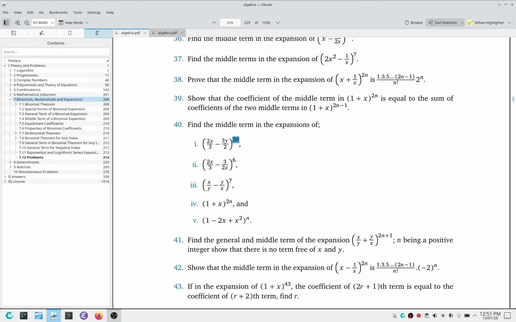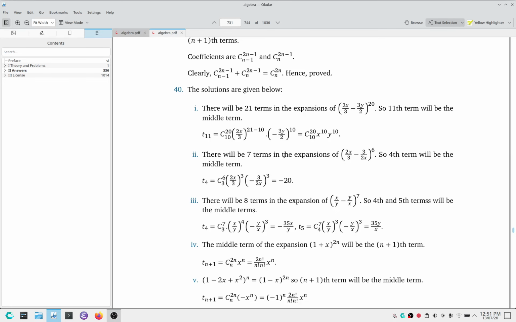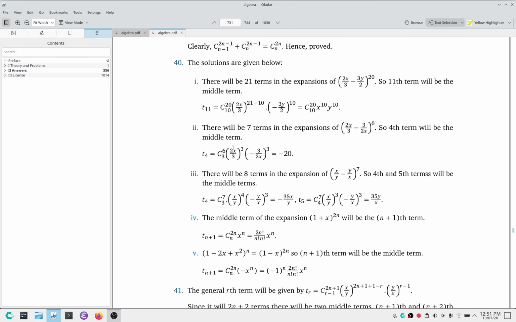The second expansion is (2x upon 3 minus 3 upon 2x) raised to the power 6. So there will be 7 terms, and the 4th term will be the middle term. Now you see this is symmetric: 2x upon 3 and minus 3 upon 2x. So these will cancel each other, and only the quotient would remain, and 2 and 3 will also get cancelled. So 6C3, that is minus 20, would be the answer.